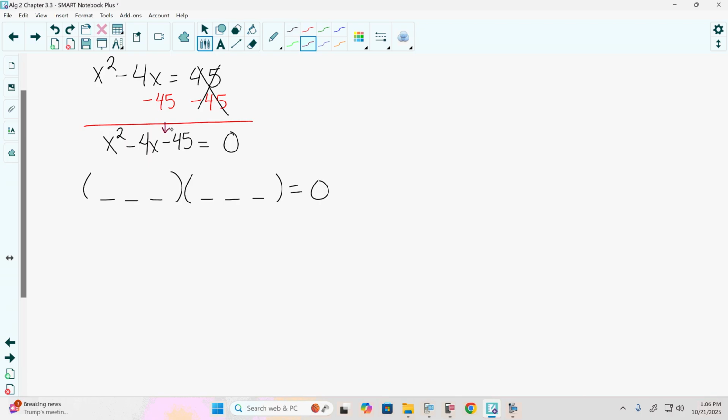Next step in factoring is to find the sign. So we'll look at the sign of the third term. If the third term sign is positive, the signs are the same and match the sign of the middle term. If the third term is negative, our signs are opposite. Well, here, since the third term was negative, our signs are going to be opposite. One's going to be positive, and one is going to be negative.